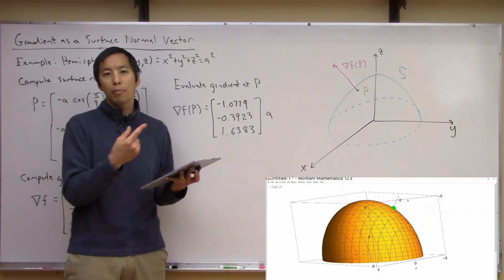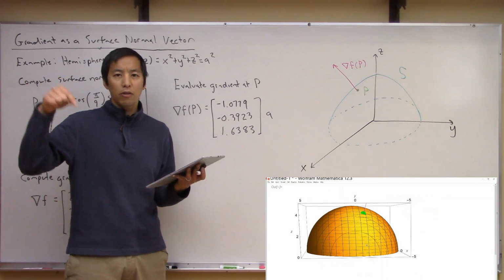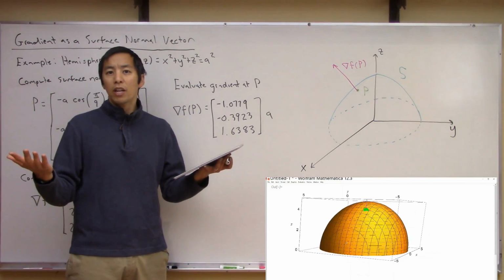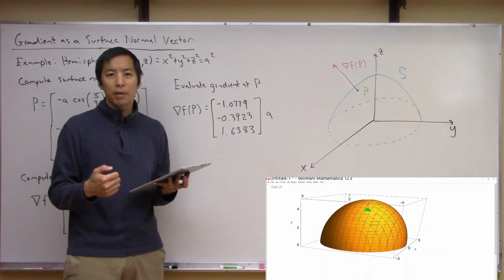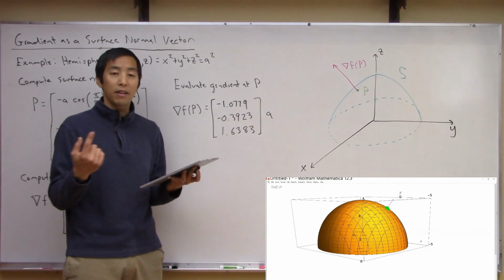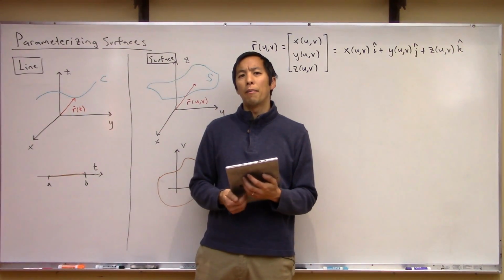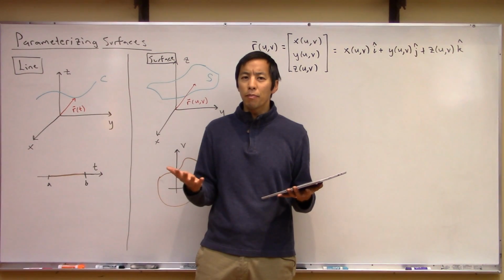In this case, it happens to be pointing outwards, but in some situations we're going to investigate in the future, that vector might be pointing inwards into the sphere. The orientation might matter depending on your application, but we can guarantee that it is normal to the surface at that point P.